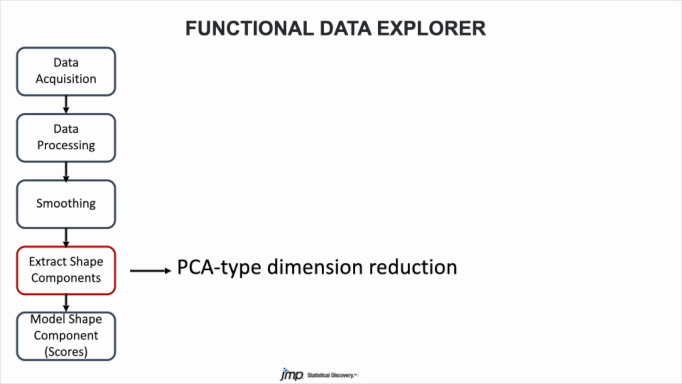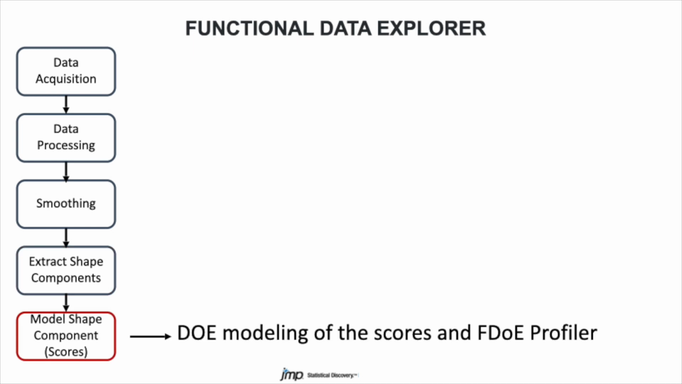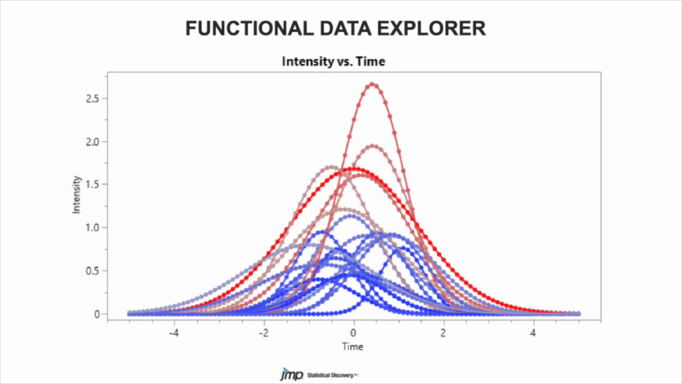Automatically, once we smooth, JMP Pro will do a functional principal components analysis of the curves. And once we have that in hand, we'll have function-specific or profile-specific score values that are very analogous to principal components scores. And we model those using standard DOE modeling capabilities in JMP. And there's a very nice profiler in the Functional Data Explorer that ties it all up in a bow and lets you see what the shape of the function is as you vary those factors.